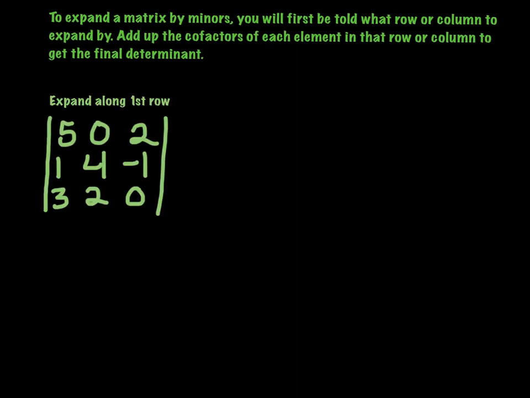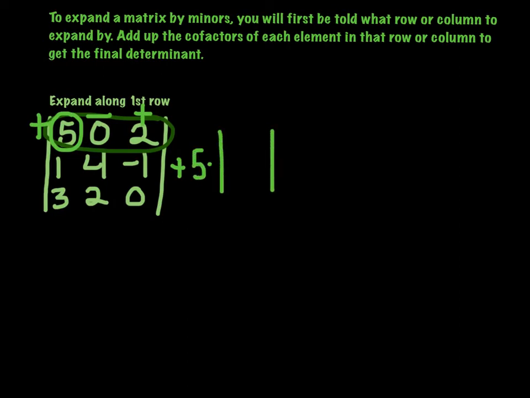Alright, we have this 3 by 3, which is a square matrix. I have the bars around it, which means I want the determinant of it. And the instructions say expand along the first row. So that means I'm going to go with this first row here. And we start with the first one, the 5. So the sign of this is plus, the sign of this is minus, and the sign of this is plus. So I'm going to say plus 5 times 5's minor.